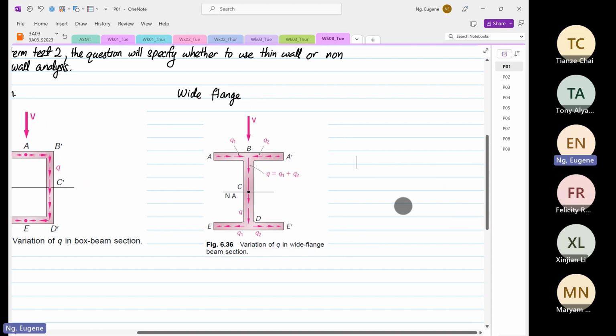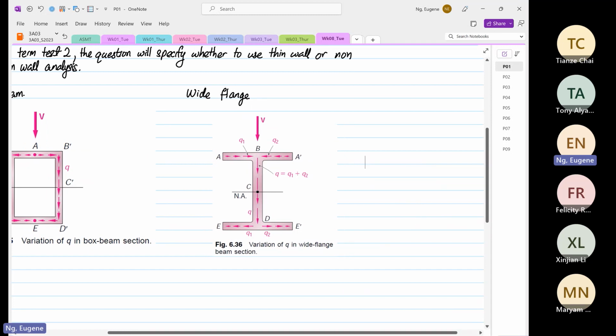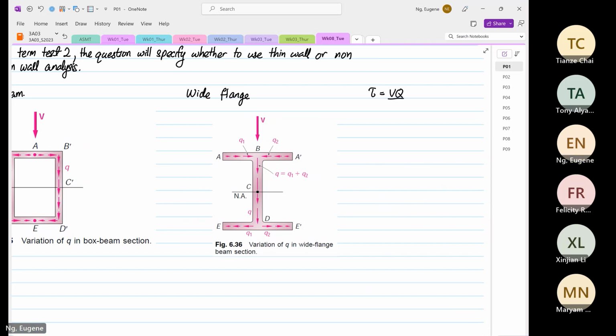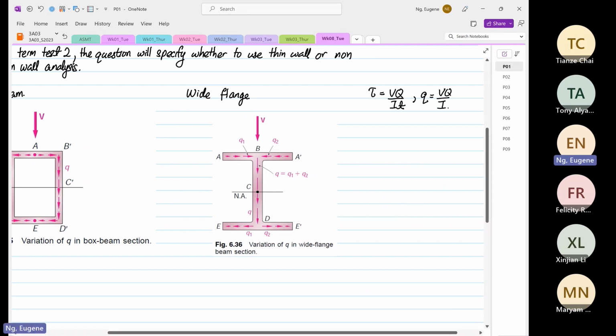But before I go any further, in this topic, there are only 2 equations to use. The equation we're going to use is shear stress is equal to VQ over IT, which you're very familiar with. And then small q is equal to VQ over I. Same formula. Okay. The difficult part is how to find the first moment of area. The first moment of area Q is always the problem.